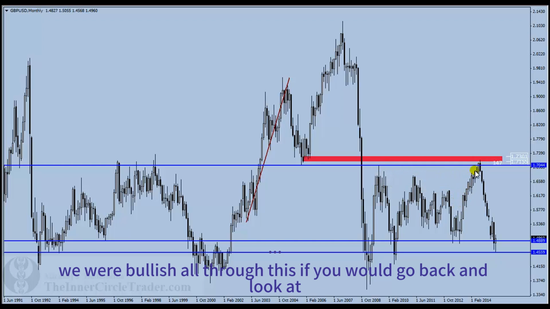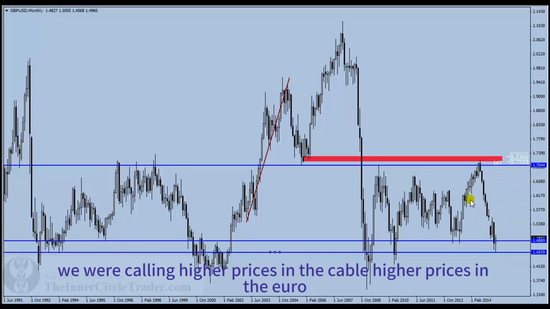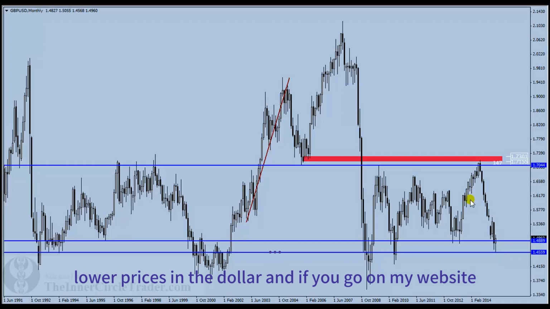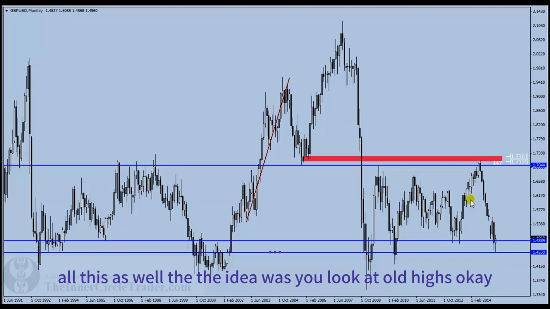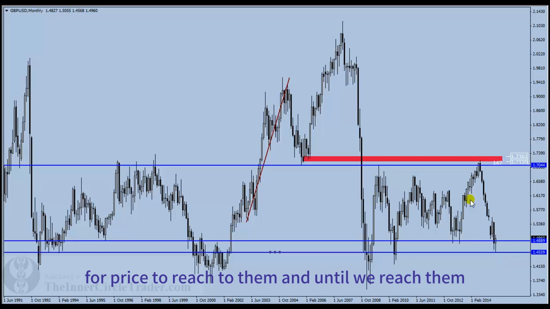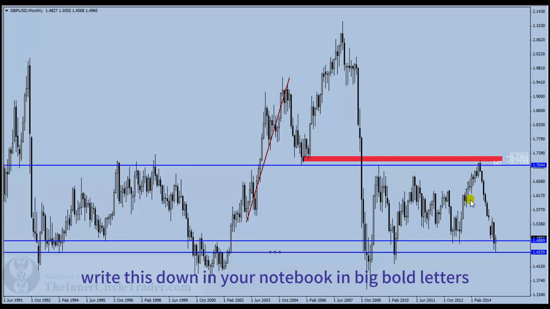And until we reach them, you maintain a bullish stance. Now think about what I just told you. Okay, write this down in your notebook in big bold letters and then highlight it and circle it and underline it. When you're looking for an idea to trade on, when you're looking at higher time frame charts, where we are at now, presently, you ask yourself, where is price reaching for? What price level is it reaching for? Where is the next level of institutional interest?